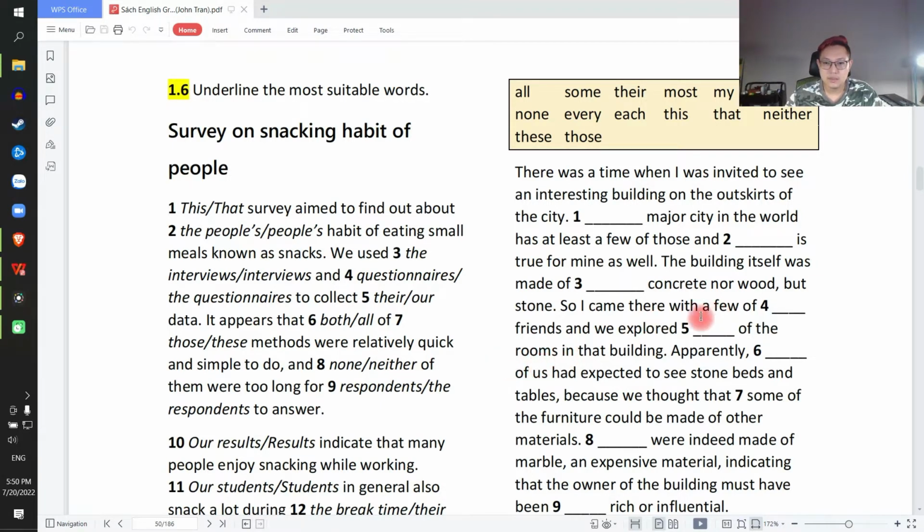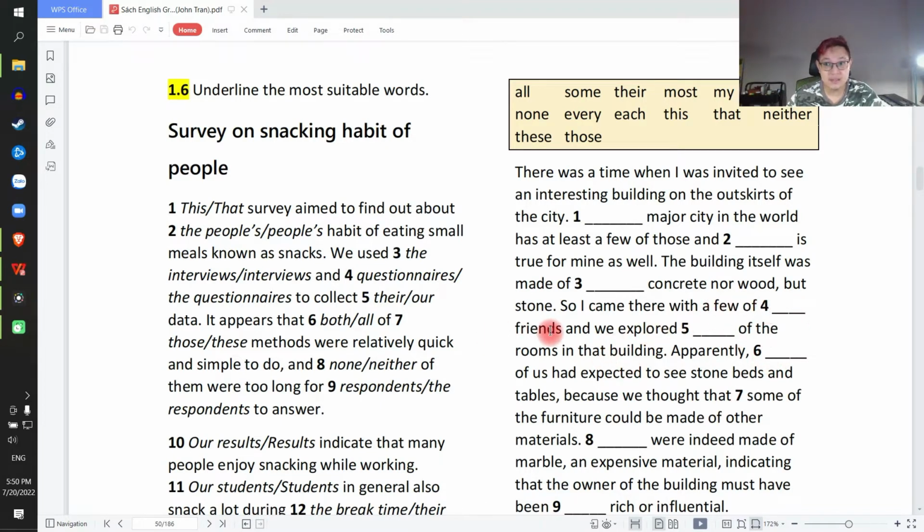Okay. So I came there with a few of my friends, cho nên tôi đến đó với một vài bạn của tôi và chúng tôi đã khám phá ra mỗi cái phòng trong cái tòa nhà đó. We explore each of the rooms in that building. Apparently, number 6 is none of us had expected to see stone beds and table. Có vẻ như rằng apparently có vẻ như là, appear xuất hiện thì apparently có vẻ như là none of us, không có ai trong chúng tôi đã mong đợi là nhìn thấy những cái giường bằng đá và những cái bàn bằng đá.